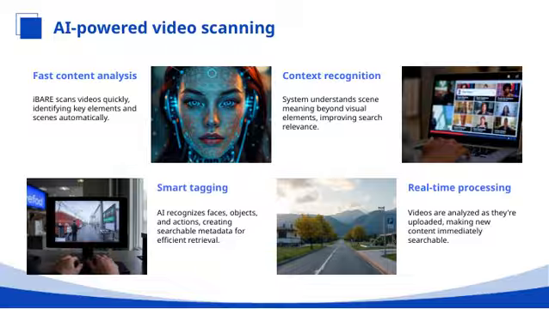Then we have context recognition. This is a crucial point. It's not just about what's visually there, but understanding the meaning of scenes beyond just images. This improves the relevance of search results, making the system smarter and more intuitive.